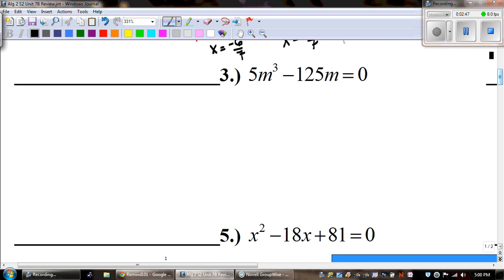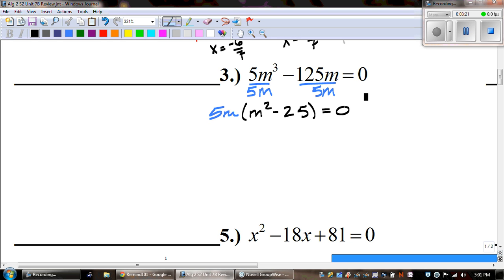All right, number 3. Remember, the first thing we always check: is there a GCF? And there is. They both have an m that I can take out, but there's also a number I can take out too. Yeah, 5. So the GCF comes out front, and then the remainder goes inside the parentheses. Now, don't forget that equals 0 part.